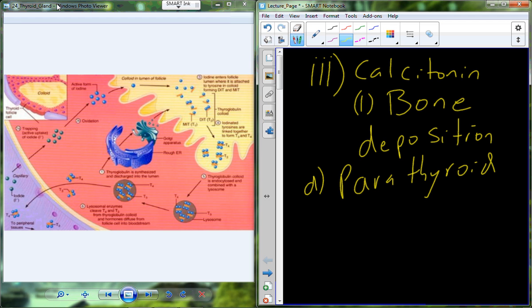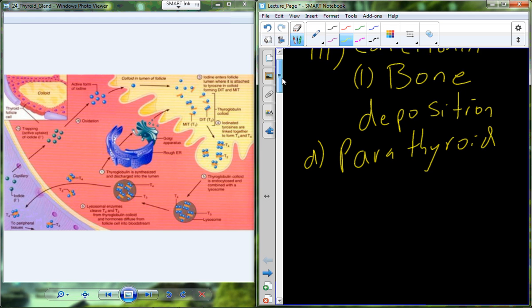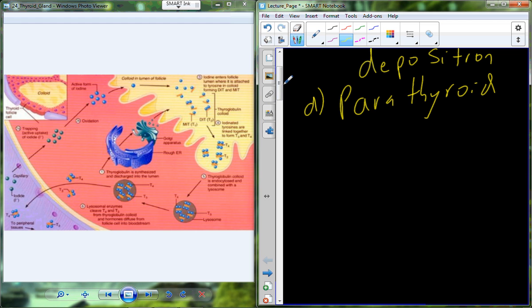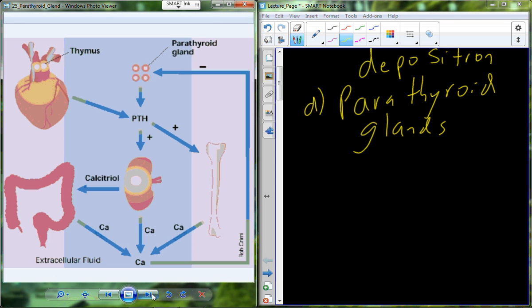All right, the next gland that we need to talk about here is the parathyroid gland. The parathyroid glands are going to be located on the back of the thyroid itself. These are four little spots, typically normal anatomy, four little spots of unique tissue that produces a hormone called parathyroid hormone.